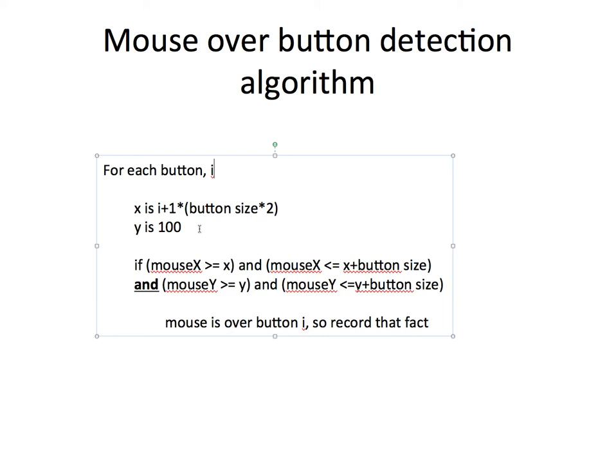Then if the mouse pointer is in range, that is the mouse X is greater or equal to this button's X, and the mouse X is less than or equal to this button's X plus the size of the button, and the mouse Y is greater or equal to Y, and the mouse Y is less than or equal to Y plus button size, then the mouse is over this button I. So record that fact in some way. We need to change the state of that specific button because we've detected that the mouse pointer is in the rectangle representing that button.